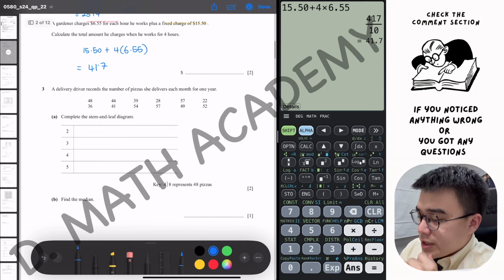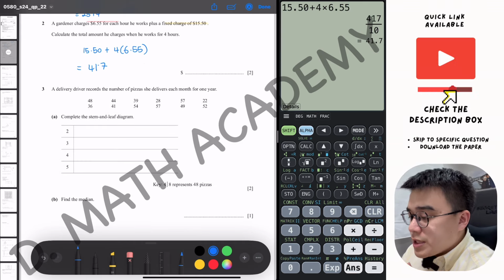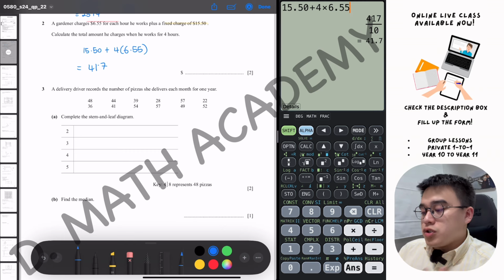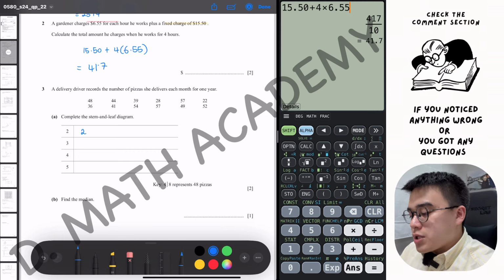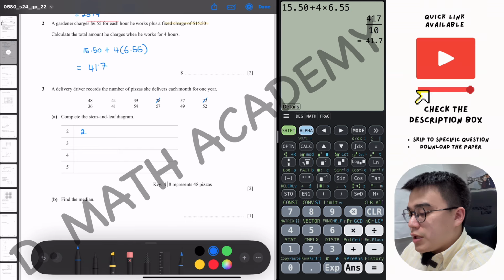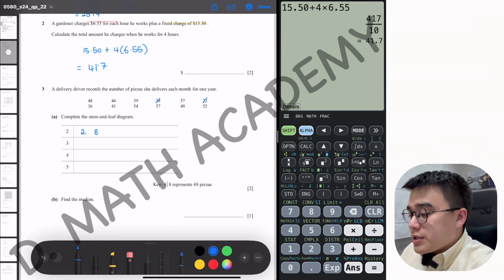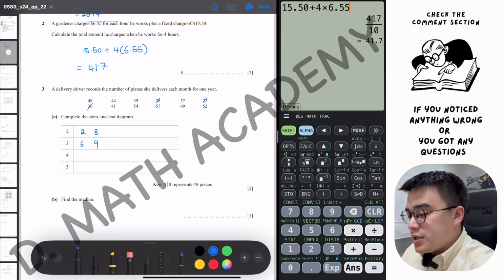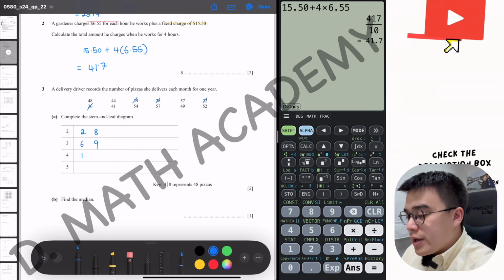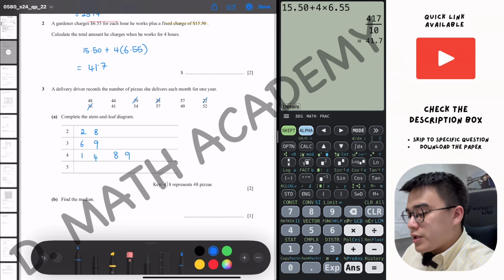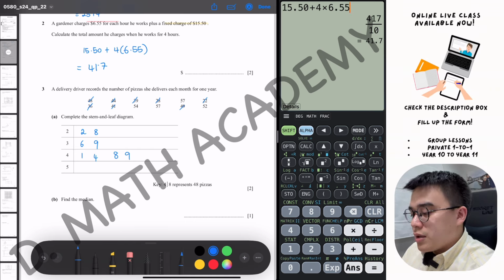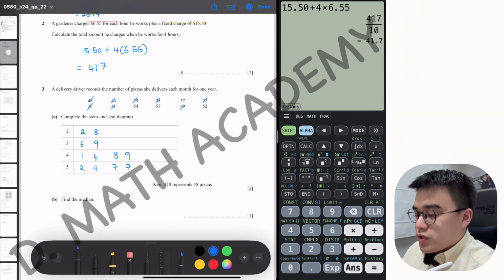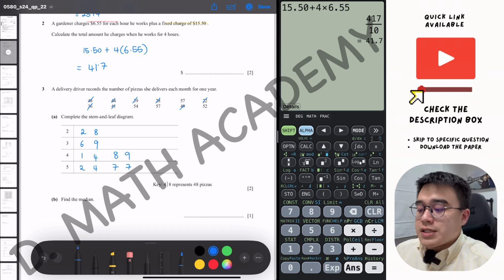Moving on, we have a stem and leaf diagram here. The common mistake that students make here is that they accidentally add a comma between the numbers. So please remind yourself, do not add anything between them. Just leave some spacing. That should be good enough to remind the examiner that the numbers are split apart. For the 30 section, I have 36 and 39. Moving on to 41, 44, 48, 49. Lastly, we have 52, 54, 57 and 57. So you have completed filling up the stem and leaf diagram here.